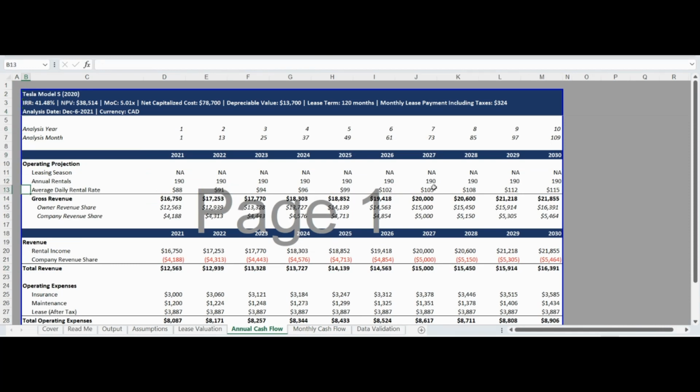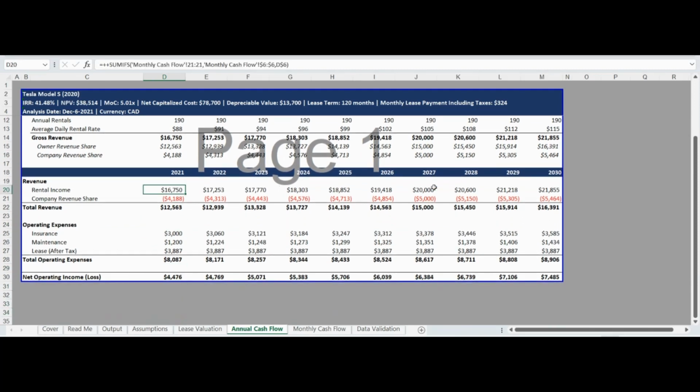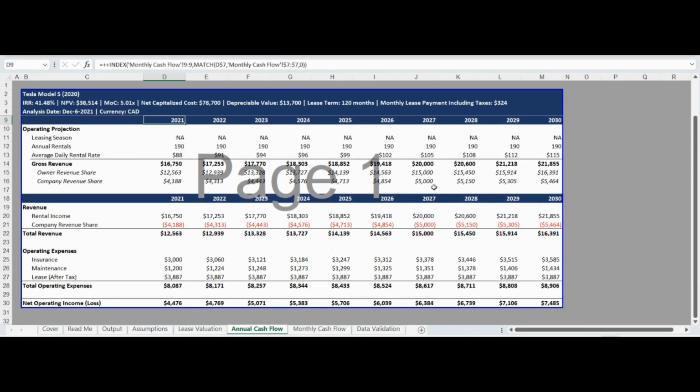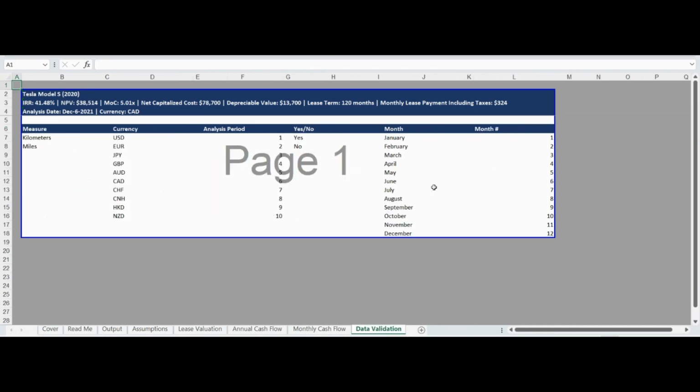The Annual Cash Flow tab consolidates the Monthly Cash Flow tab into annual figures. Please note, the model user interface includes always visible key financial metrics in the header on all tabs. This allows users to quickly see impacts on returns and other metrics as incremental changes are made. The Data Validation tab contains all controlled lists within the model and can be customized to your specific use.